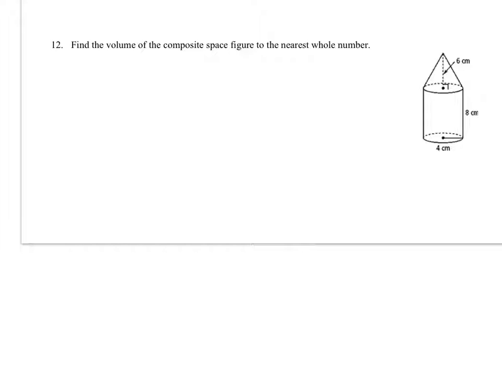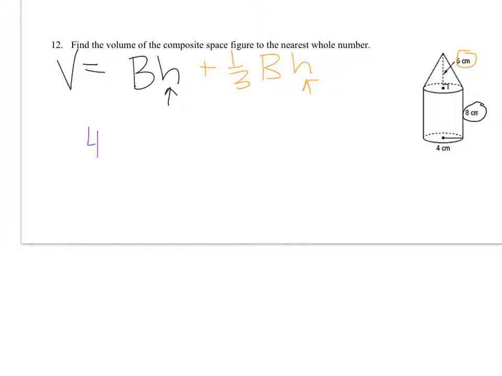D. Find the volume. So again, write down your formula first. This is a composite figure. So my volume is my cylinder, which is my base times height, knowing that this right here is my height, plus the volume of my other one, which is 1/3 times my base times height, where this height would be this height. So my base here is 4 squared pi times the height of the cylinder, 8, plus 1/3.